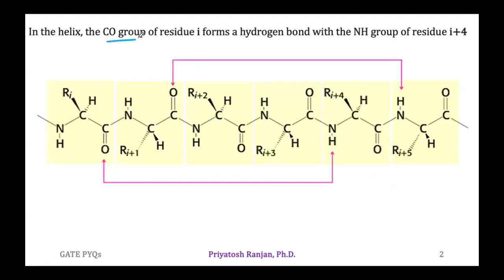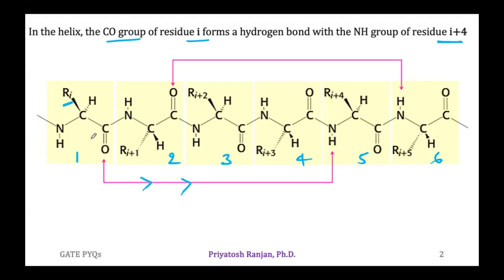So in the helix, the CO group of residue I forms a hydrogen bond with the NH group of residue I plus 4. What does that mean? Here we can give numbers to these amino acid residues: 1, 2, 3, 4, 5, and 6. You can count the first as I and the second amino acid residue as I plus 1 and so on. So what is given here is that the CO group of residue I forms a hydrogen bond with the NH group of residue I plus 4.